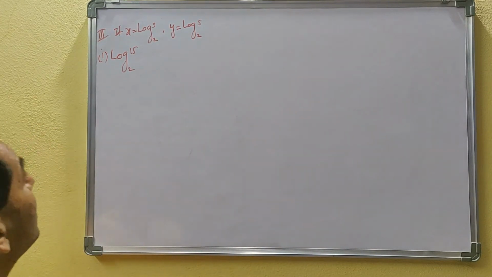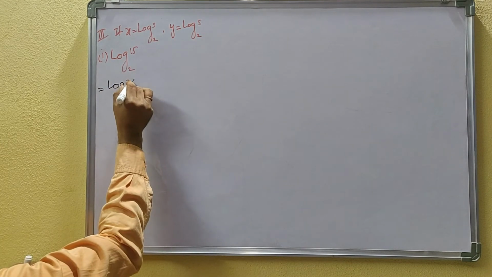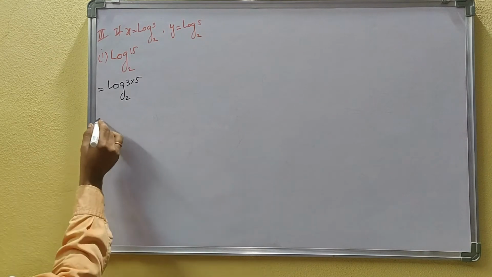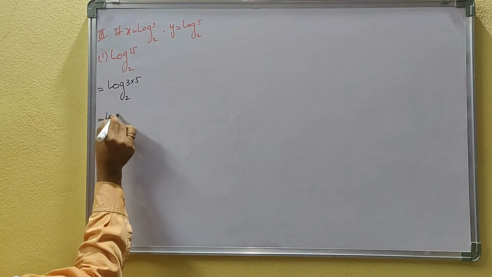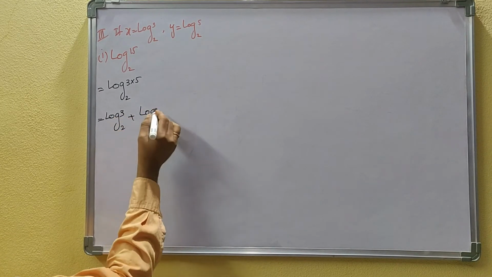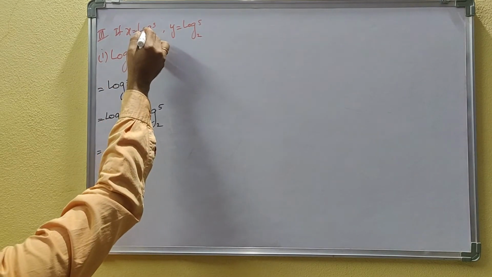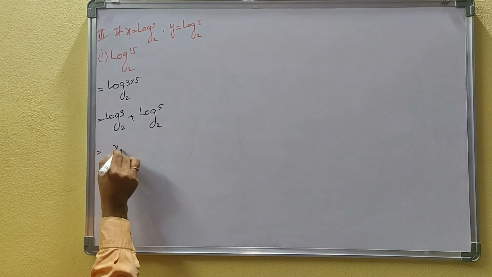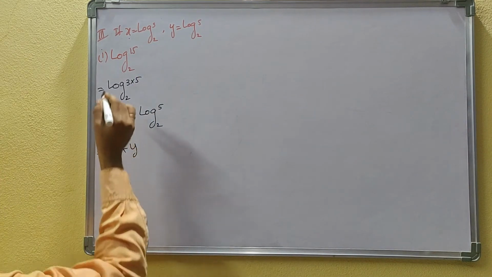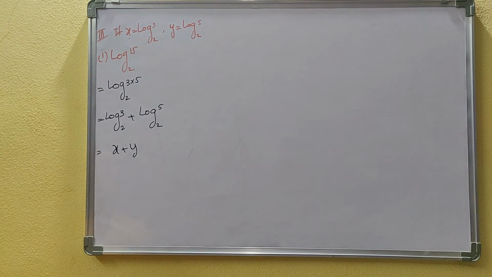So I will solve the answer. Log 15 can be written as log of 3 into 5 base 2, since 3 fives are 15. Again the log AB formula: log A plus log B, means log 3 base 2 plus log 5 base 2. The value of log 3 base 2 is already given in the question, that value is x, plus log 5 base 2, whose value is also given, that is y. Therefore log 15 base 2 is equal to x plus y. This is the first answer.